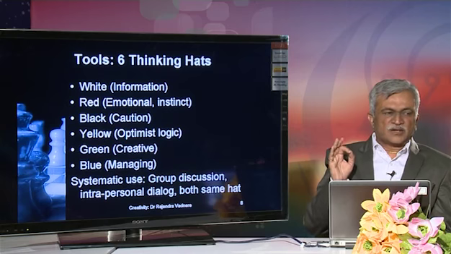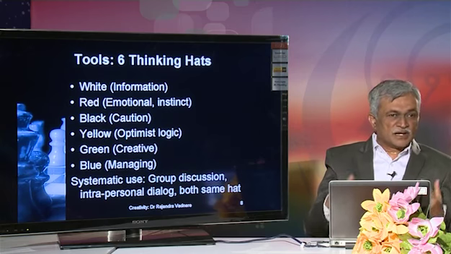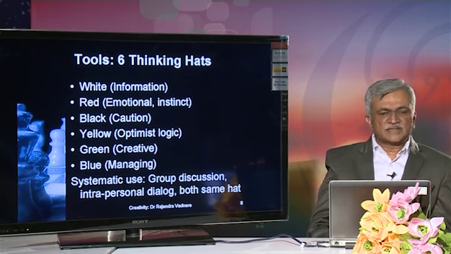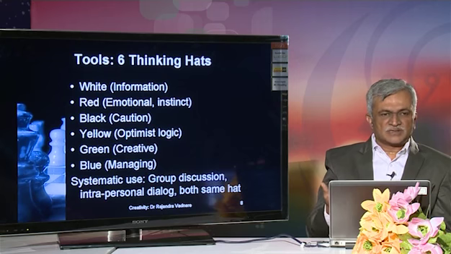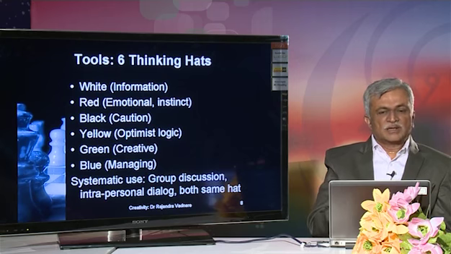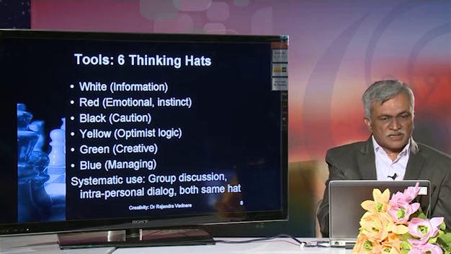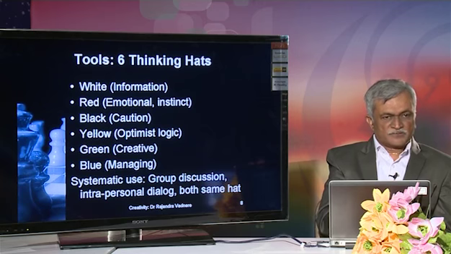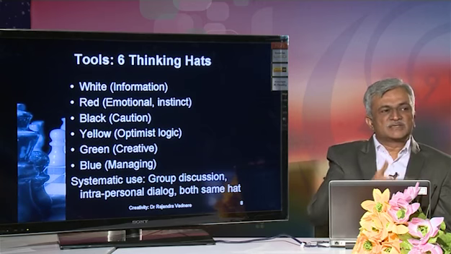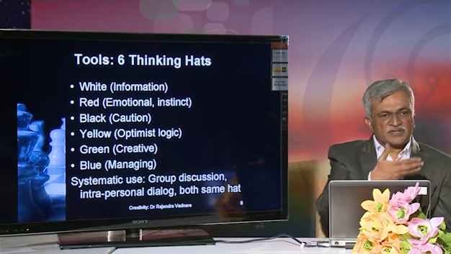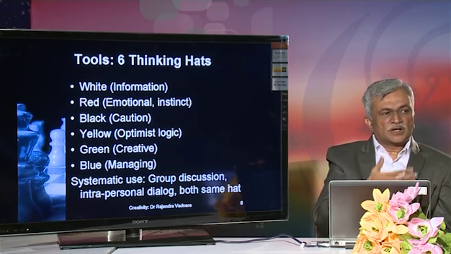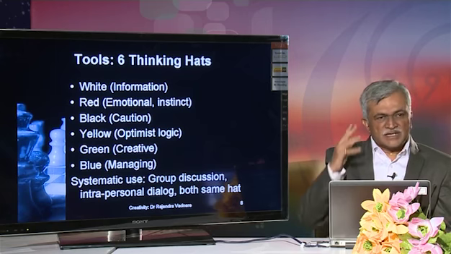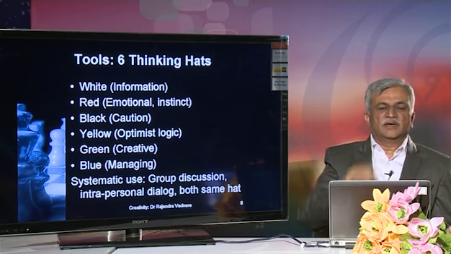Similarly, one more hat is that of yellow. Yellow is the color of youth, which is optimistic, but it is also logical. Just as in black we were logical, but we were negative, here it is optimism with some logic. What are the various opportunities which may be there? What are the areas in which we can improve? What are the opportunities which are going to exist? How are we going to benefit? These are the ways of thinking when we wear the yellow hat.